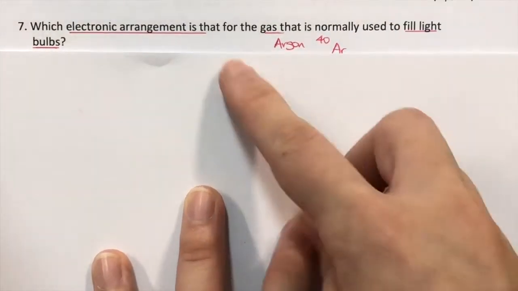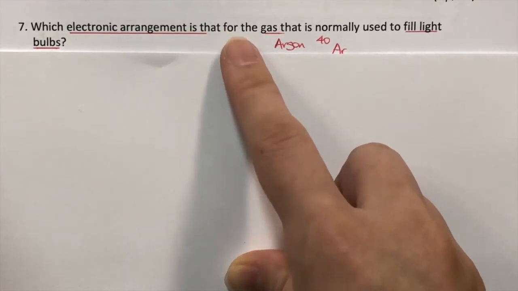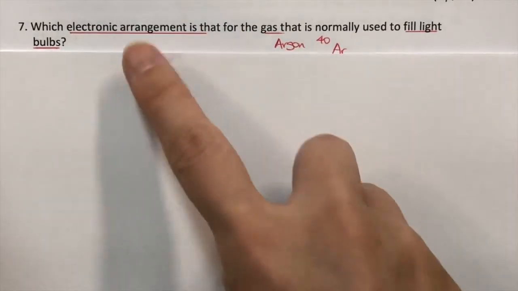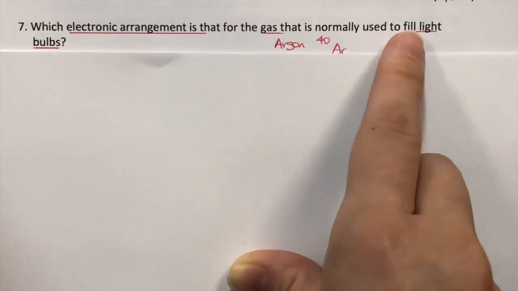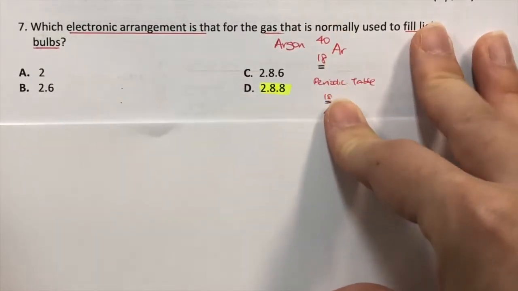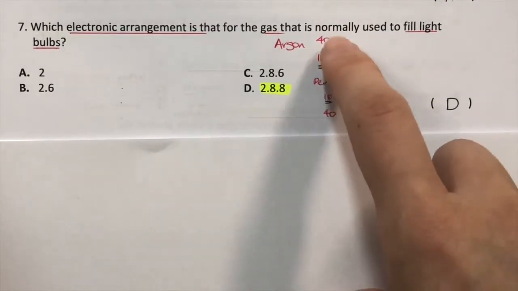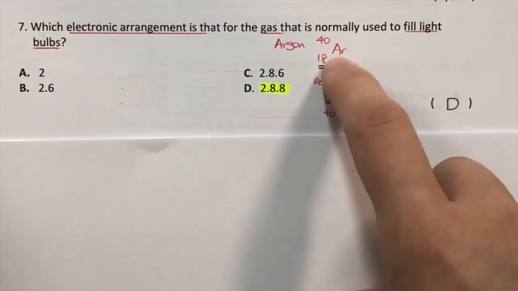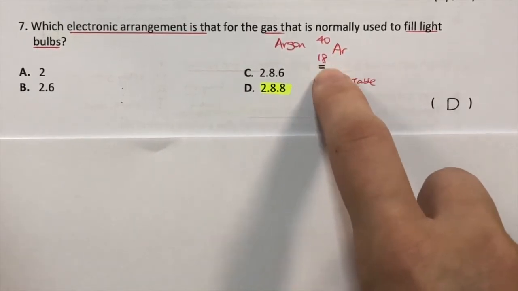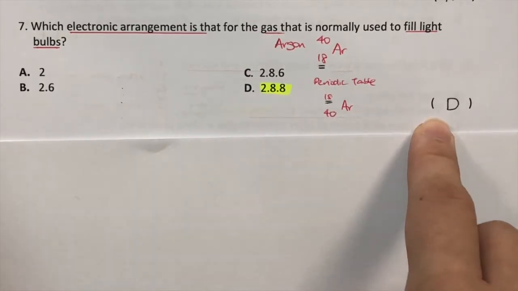Okay, and then the next question, when they ask you which electronic arrangement is that for the gas that is normally used to fill light bulbs. So to fill light bulbs, we always use argon. So you look at argon in the periodic table. The periodic table will show you 40 and 18. When we write it out, we will write 40, 18. So 18 refers to the number of protons as well as the number of electrons. So 18 will give you 2.8.8. And therefore the answer would be D.